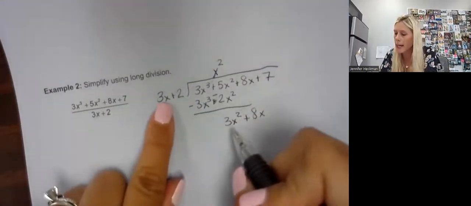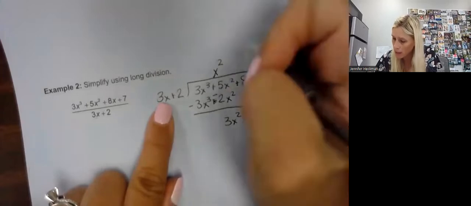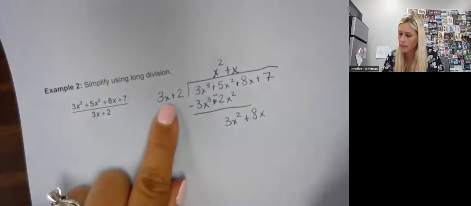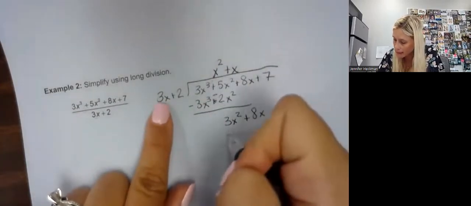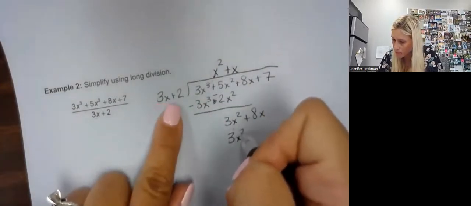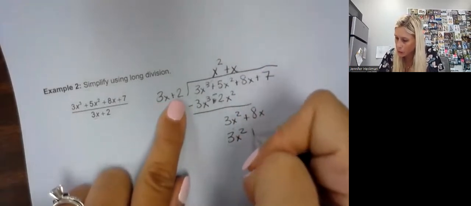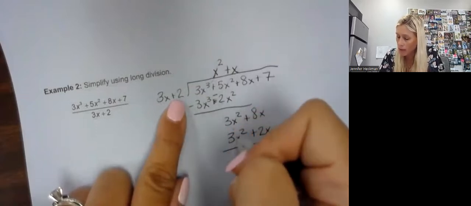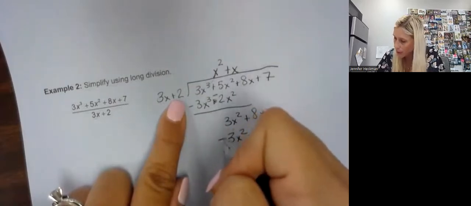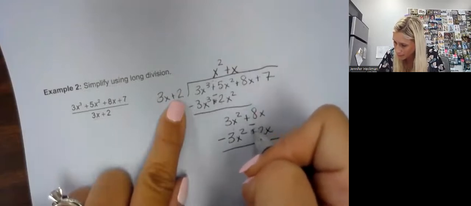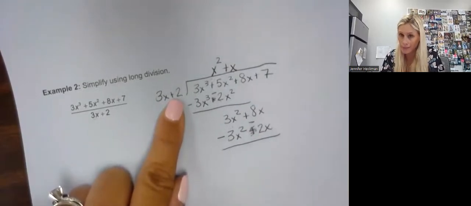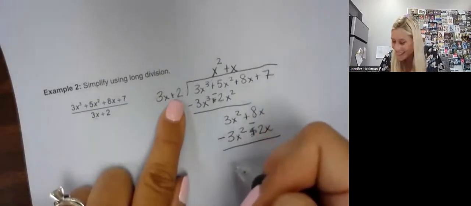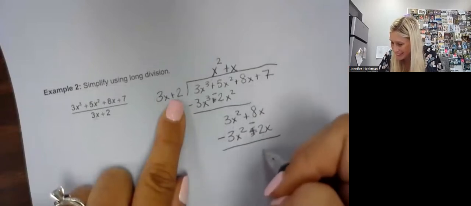Okay, 3x times what is 3x squared? Well, the 3's are there. We just need to multiply it by an x. 3x times x is 3x squared. 2 times x is 2x. We're going to subtract the whole thing, right? So I'm going to change my signs to add straight down. I hope that makes sense. These cancel, and then 8 minus 2 is 6.